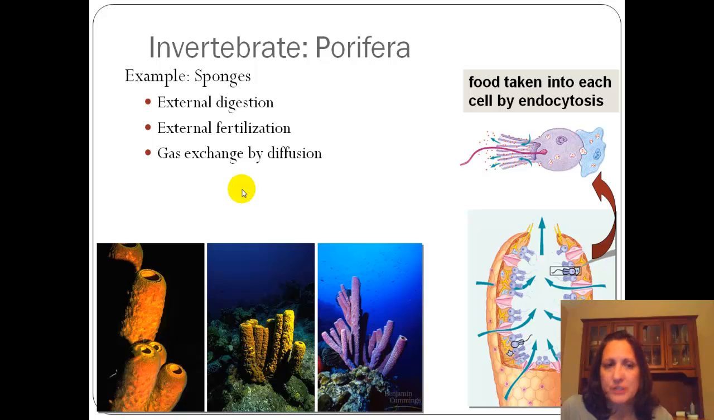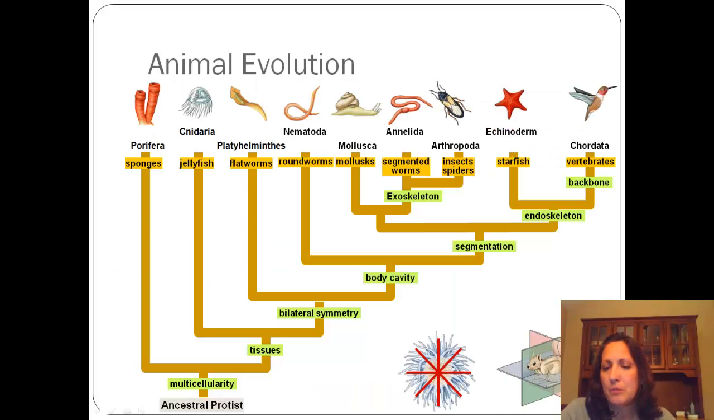There's external fertilization. They do gas exchange just by diffusion. So remember, that's molecules moving from where there's a higher concentration to a lower concentration. As the cells are consuming oxygen, that concentration is going to be lower than the surrounding water, and so oxygen will diffuse in, and as carbon dioxide accumulates in the cell, it'll diffuse out. So these are very simplistic organisms. There's a red beard sponge in our area, and you may have seen that at the beach. They're very small.